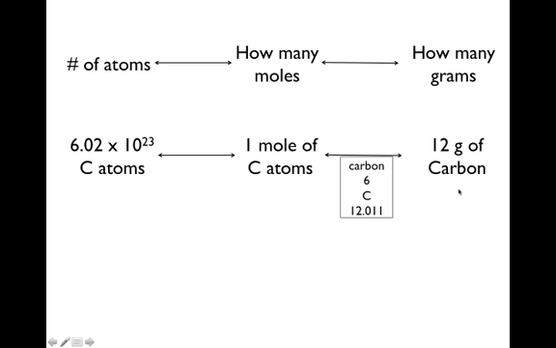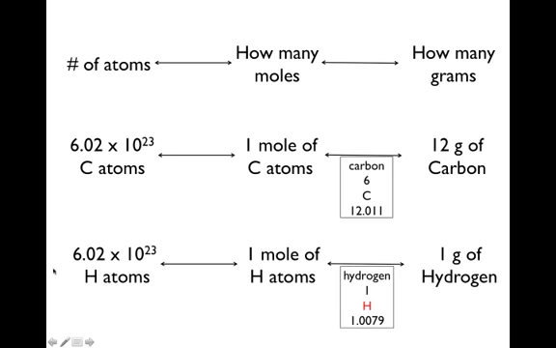And you can do this in reverse. If I told you you had 12 grams of carbon, you could use this information with the periodic table to figure out that you had 1 mole of carbon atoms. And if you had 1 mole of carbon atoms, you could figure out that that is equal to 6.02 times 10 to the 23 carbon atoms. So the information can flow in either direction.